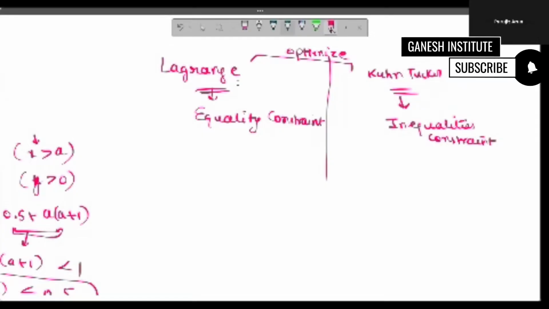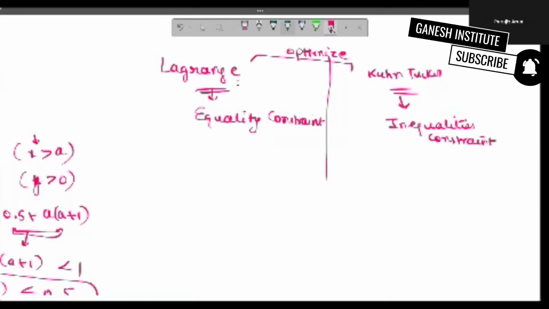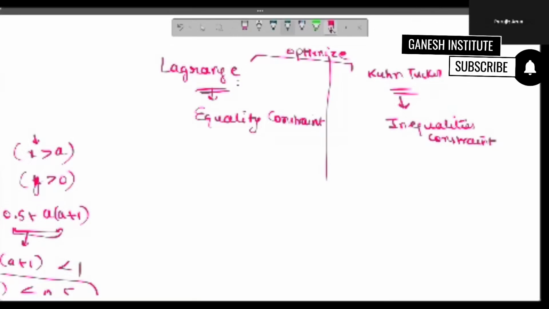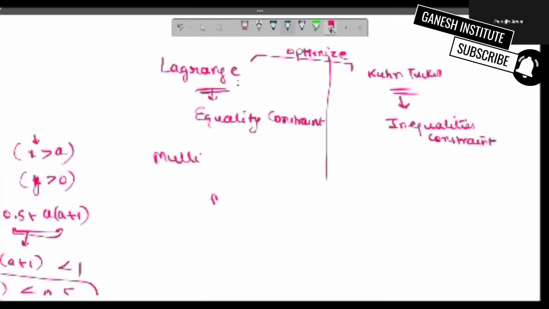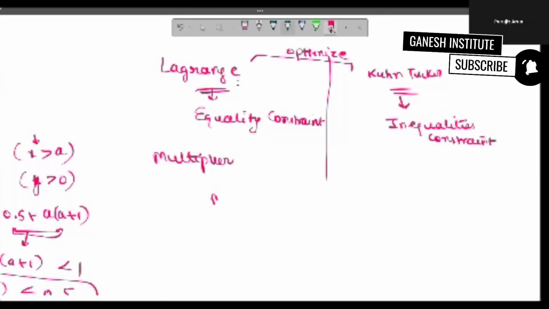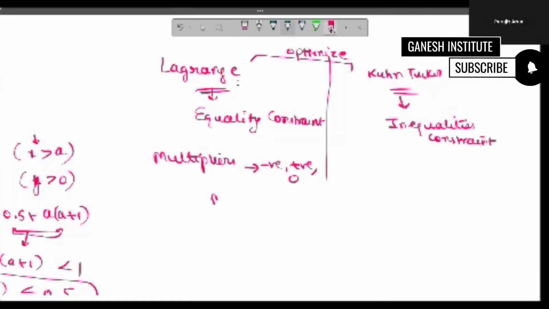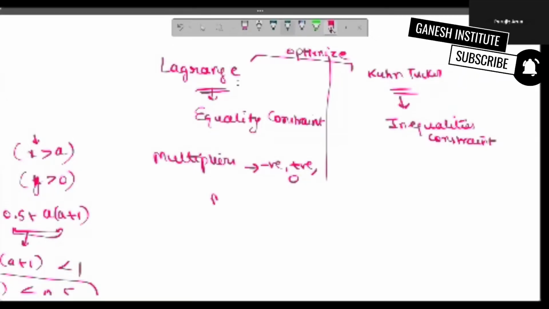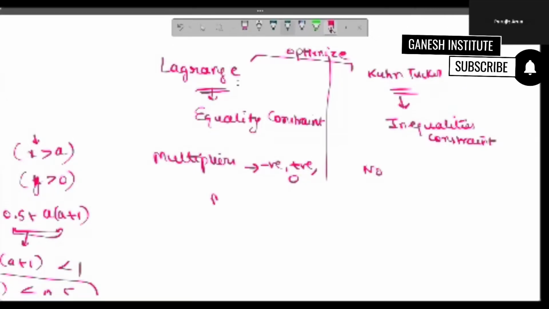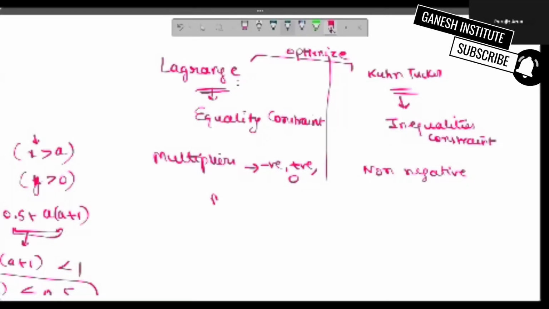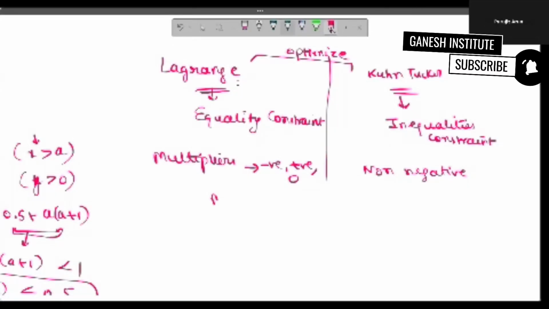Then, Lagrange multipliers in Lagrange or Kuhn Tucker have to be found out. But those multipliers do not have any constraint in Lagrange. They can be negative, they can be positive, they can even be zero. But in Kuhn Tucker, they cannot be negative. So non-negative is the constraint. There's a restriction that multipliers have to be non-negative if you are using KKT.